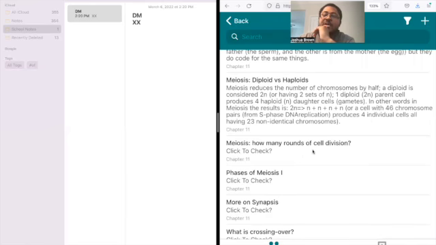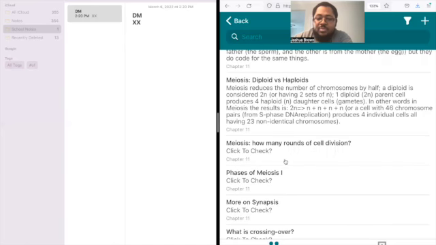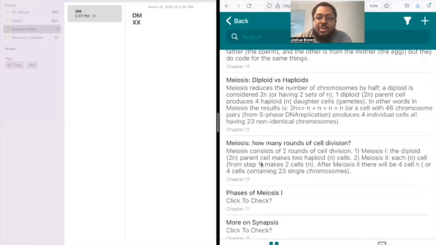So meiosis, how many rounds of cell division? Remember, mitosis had just one round of cell division, and it made 2 cells. Meiosis is going to have 2 rounds of cell division. We have meiosis 1, where the diploid 2N parent cell makes 2 haploid cells. Then we have meiosis 2, where each N cell from step 1 is going to make 2 more cells, each having N.